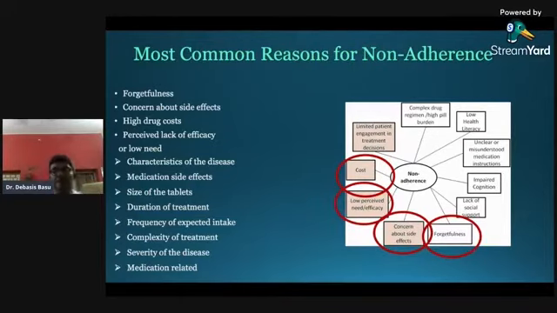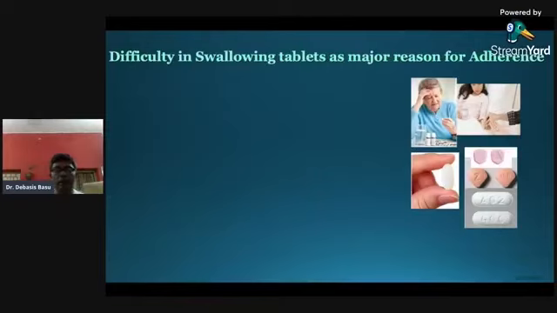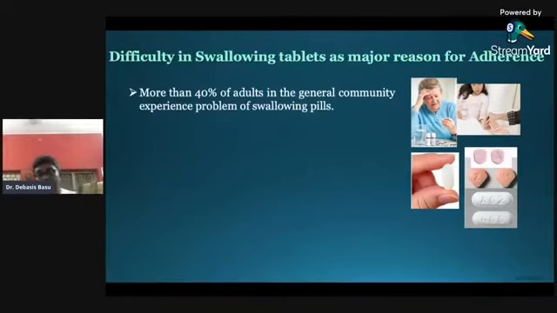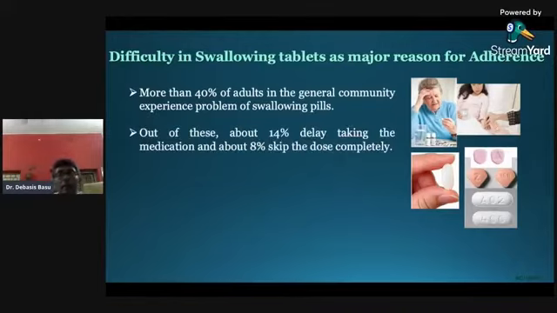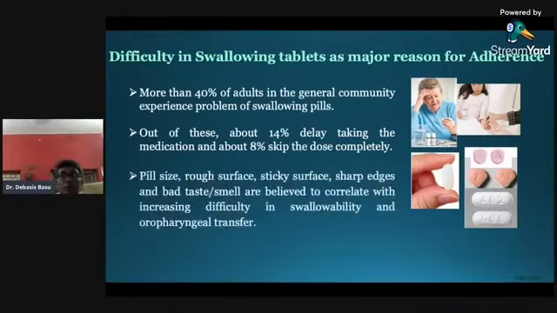Do all that, the severity of the disease, and you are tired and sick with life, and finally a lot of medication-related complications. This is a very important point that, in the pharmacology seminar, we must all talk about: 40% of the adults in the general community actually experience a problem with swallowing pills. Out of these, about 14% delay taking the medication, and about 8% skip the dose completely.